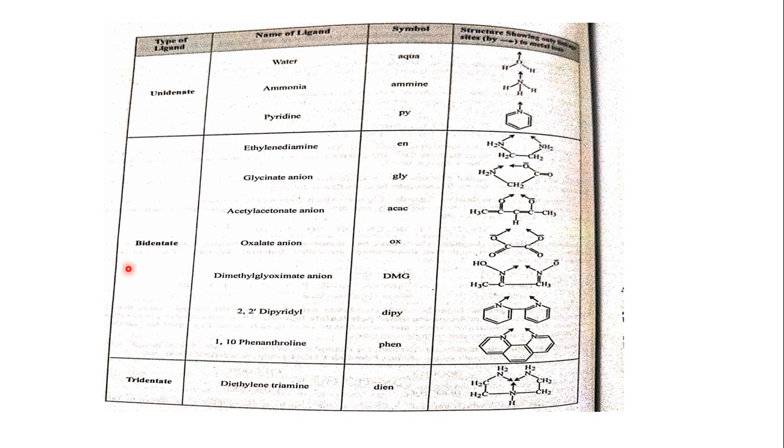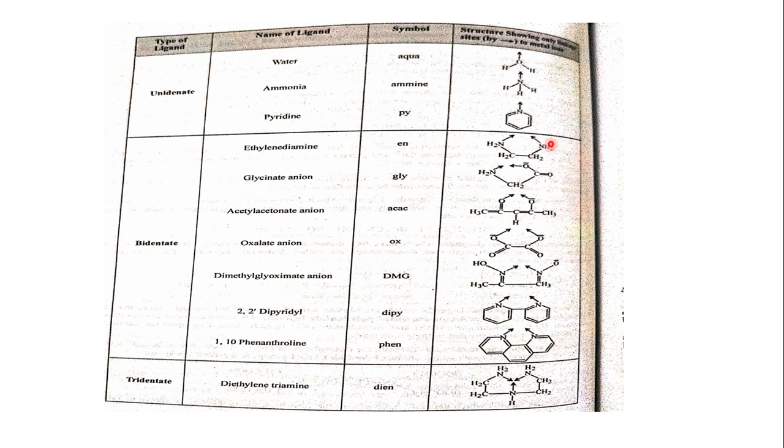Then coming to the next category, you have bidentate ligands. I am showing you several structures starting with ethylene diamine. Next, glycinate, you have acetyl acetonate anion, oxalate anion. Then you have dimethyl glyoxime anion. Then 2,2 prime dipyridyl ligand. Then you have 1,10 phenanthroline.